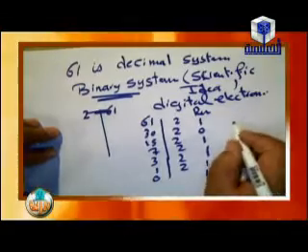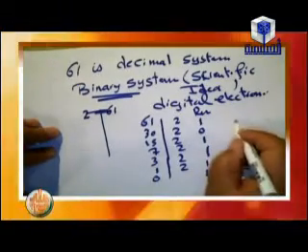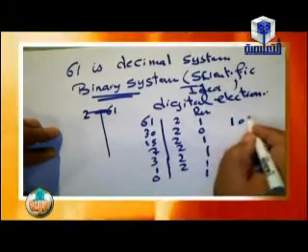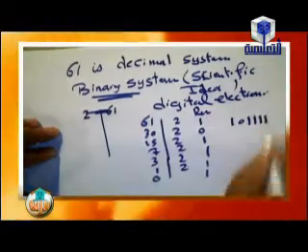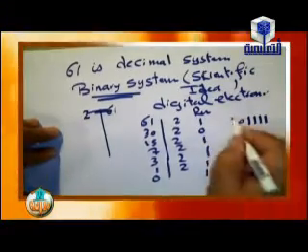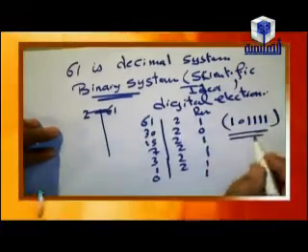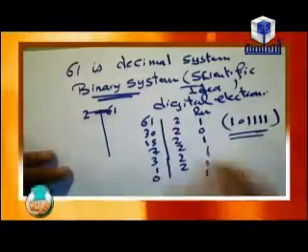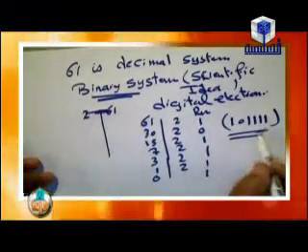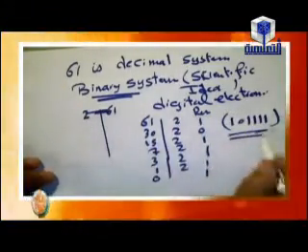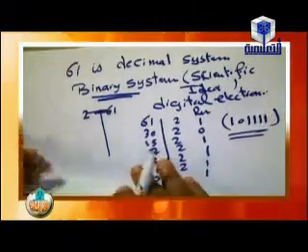So the binary system is 1 1 1 1 0 1. This is the binary system for 61 decimal. We convert decimal into binary system. This is a scientific idea of digital electronics.